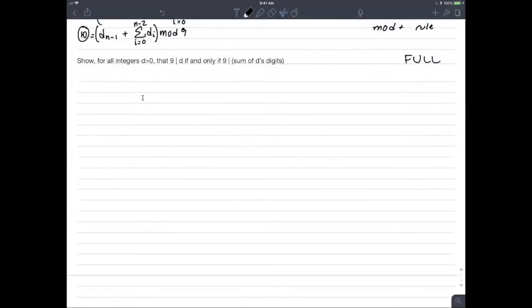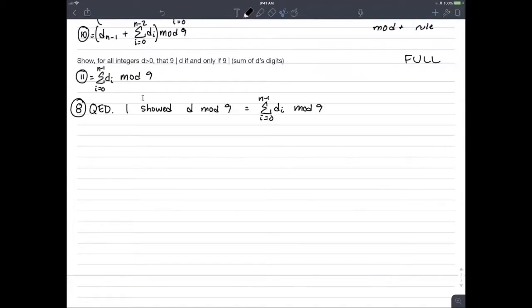So we can, and then step 11, I can say here, all right, well, we can now put the number back in here, like i equals 0 to n-1 of d_i, which is great. So now we can come back to our step 8 and be like, QED, we can declare our victory and be like, I showed, which is really powerful.